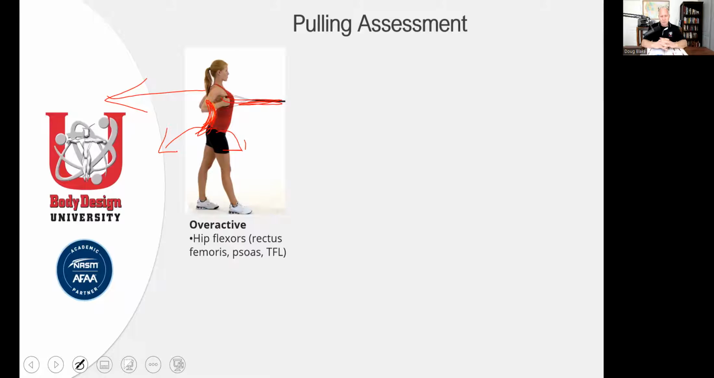Just so you know, the psoas muscle is very strong, has a lot of power associated with it. So it is a very strong hip flexor, but it's deep inside. It's hard to palpate the psoas, but what you can do is stretch it. And that's kind of the idea when you talk about overactive and underactive muscles, right? Strengthen the underactive, stretch the overactive. So the overactive muscles then are going to be the hip flexors.